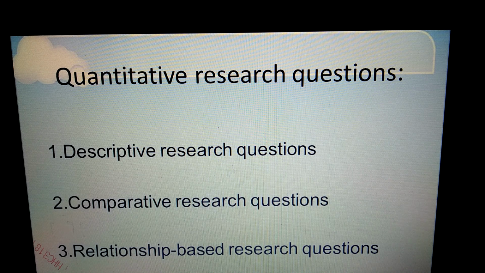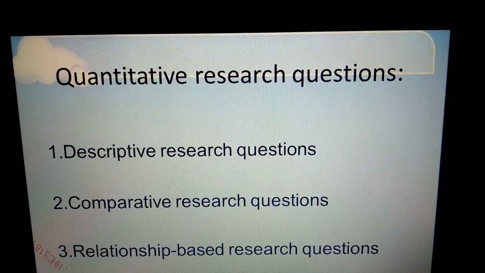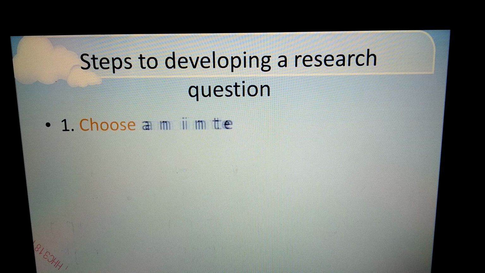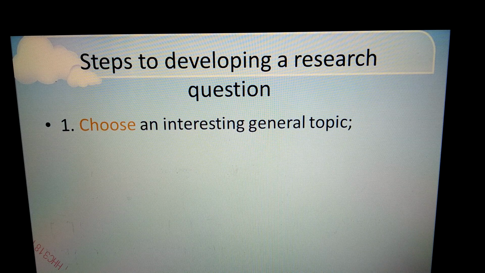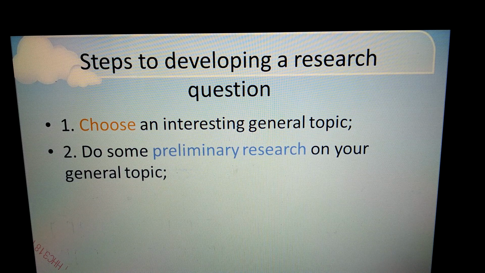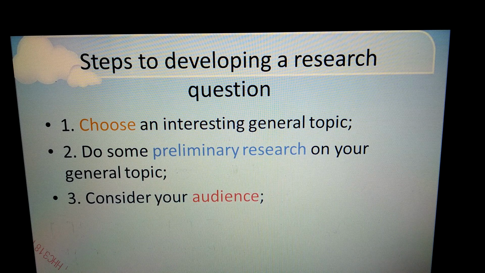And to introduce the steps to developing a research question. First, you need to choose an interesting general topic. Second, you need to do some preliminary research on your general topic. Third, you need to consider your audience. The fourth is asking questions. The fifth is evaluation. The last slide is hypothesis.